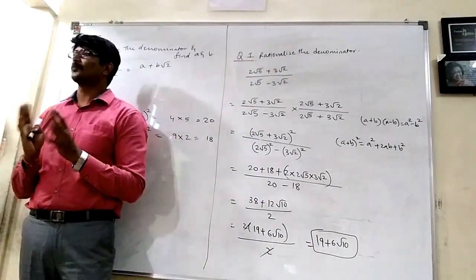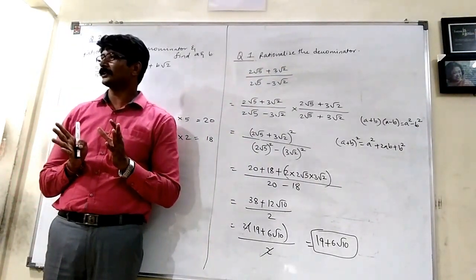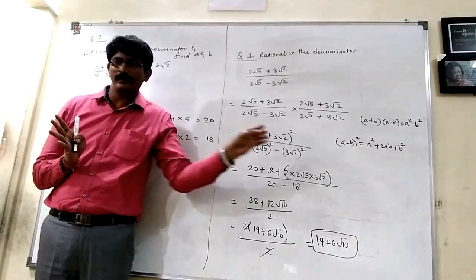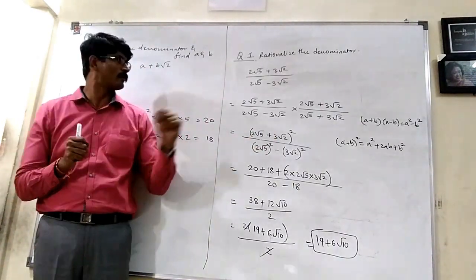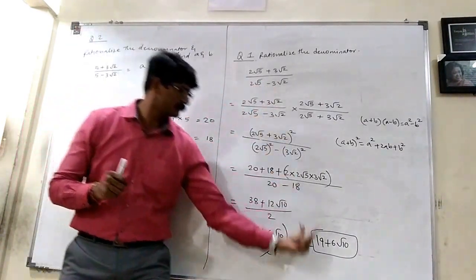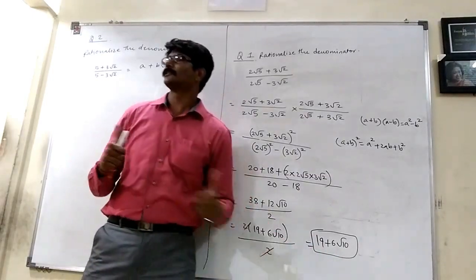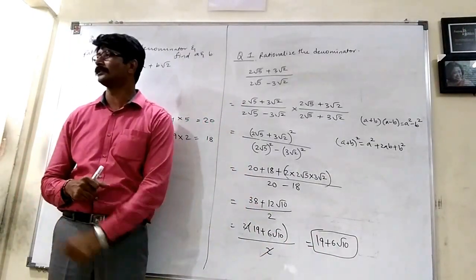Rationalizing the denominator is a process. What is rationalizing the denominator? It's a process by which we remove the root signs from the denominator. So have I removed the root signs from the denominator? So here is our final answer ready.